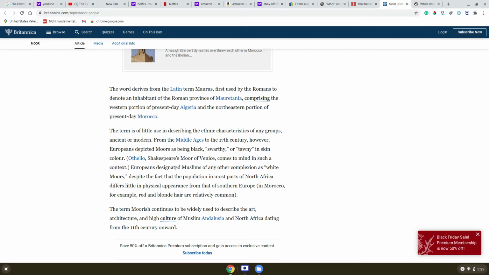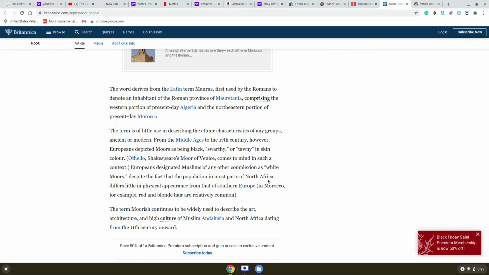However, Europeans designated Muslims of any other complexion as white Moors, despite the fact that the population in most parts of North Africa differs little in physical appearance from that of Southern Europe. Again, despite the fact that the population in most parts of North Africa differs little in physical appearance from that of Southern Europe. And that's interesting because Southern Europe, we're learning, is a melanated region.